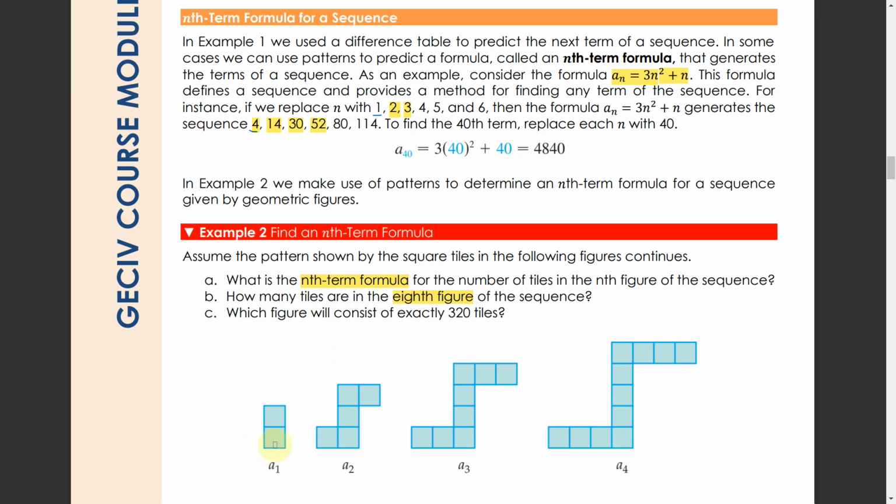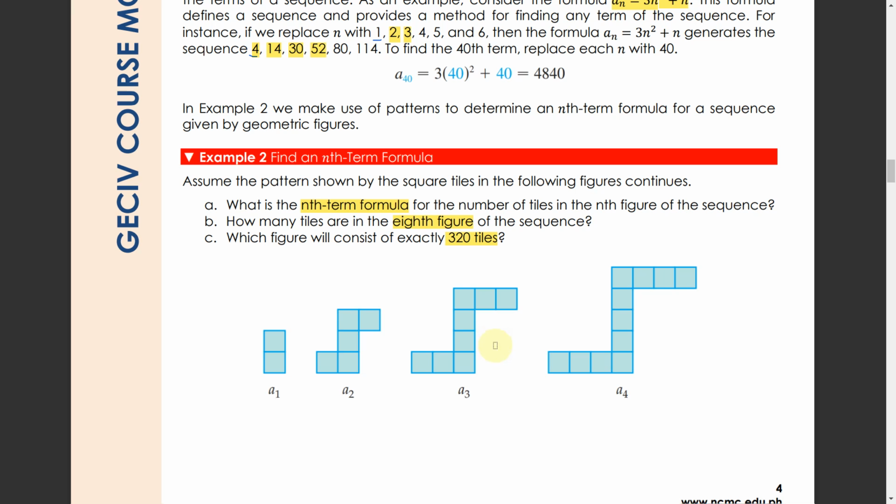In the first figure we have two tiles, in the second figure we have 1 2 3 4 5, in the third figure we have 3 6 7 8. So the question is, in the 8th figure, how many tiles are there? Then letter C: which figure will consist of exactly 320 tiles? Which figure has 320 tiles? It is not the fourth figure, because it only has 1 2 3 4 5 6 7 8 9 10 11 tiles, so it cannot be the fourth figure since it only has 11 tiles.